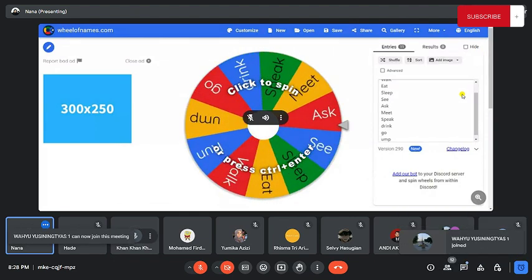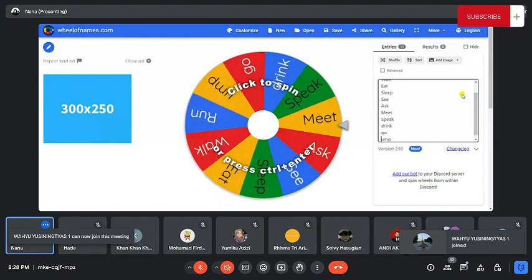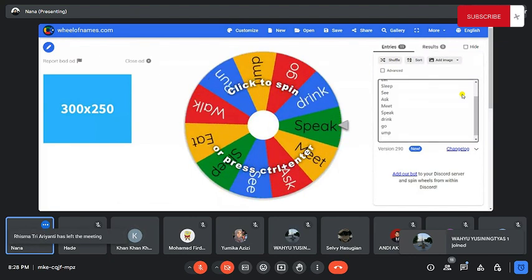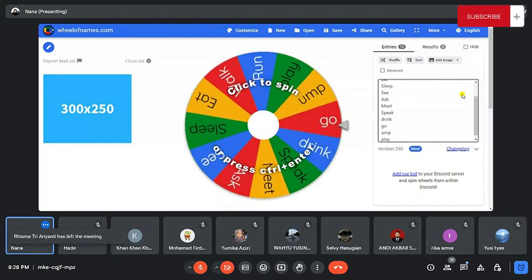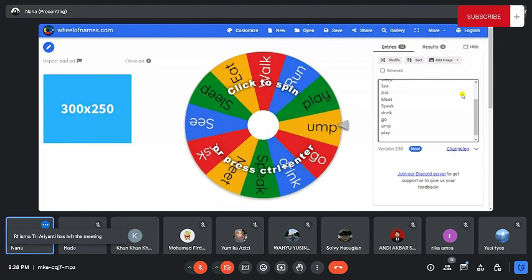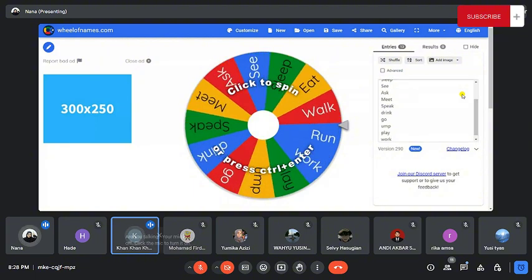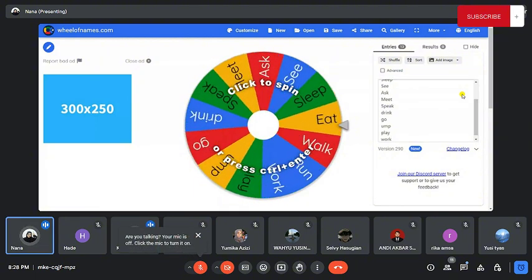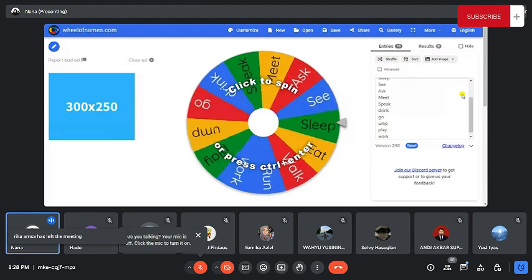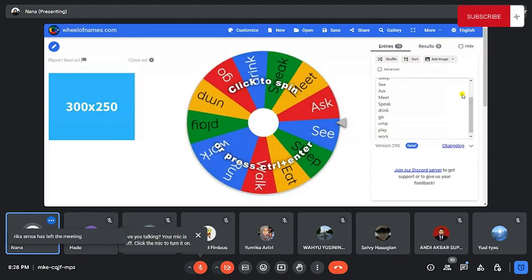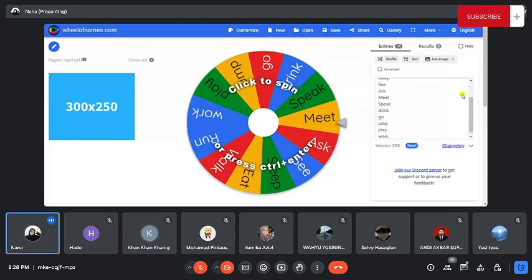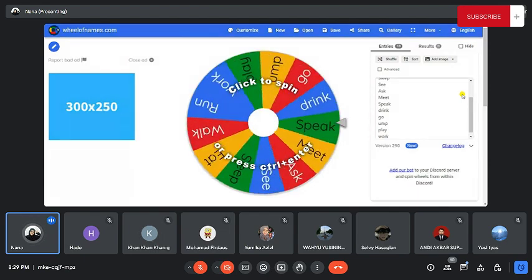Okay, another verb. Play. Yeah. Okay, work. Yeah. Okay, thank you. That was it. So how about other participants? Do you guys want to try giving out the verbs, please?